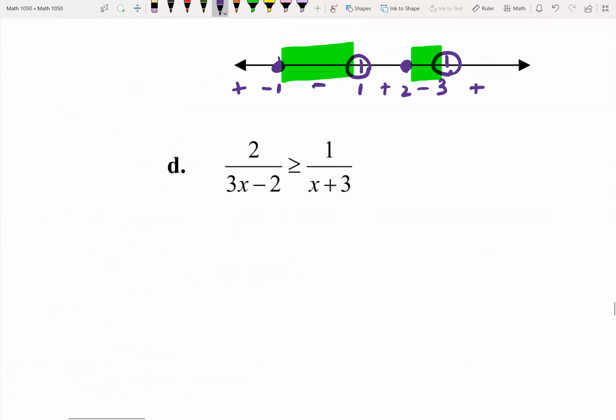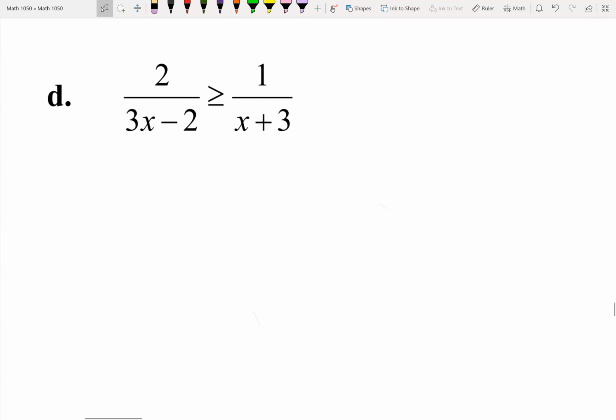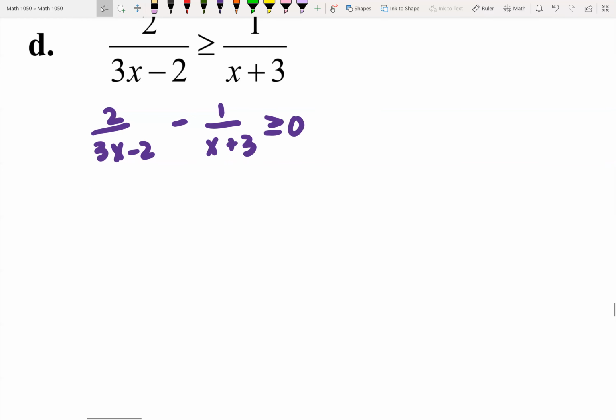All right, question D. I do think that these problems will show up both on your midterm and your final. And I think they're going to look like D or more difficult. Okay, so here we go with D nice and slowly. Okay, step 1, get a 0. So you're going to pull the stuff on the right over to the left, and it's going to become a 0. Step number 2, get a common denominator.